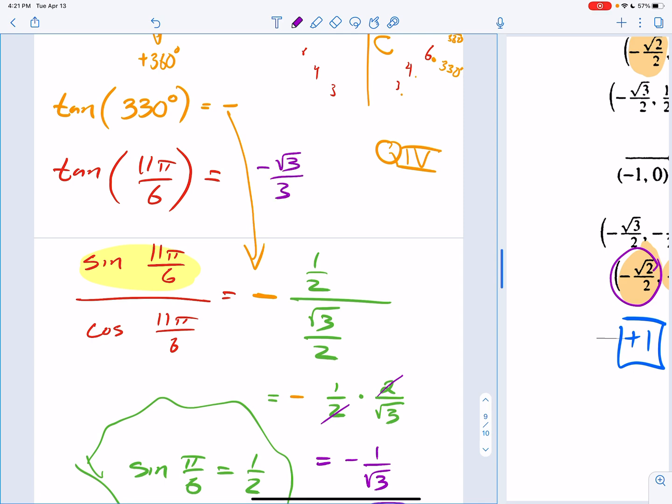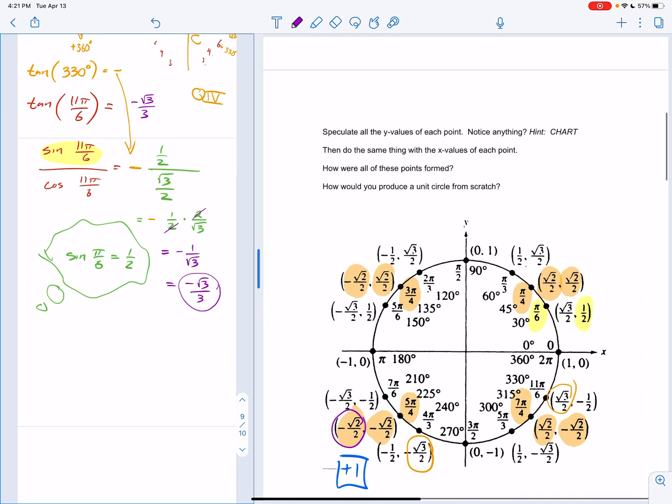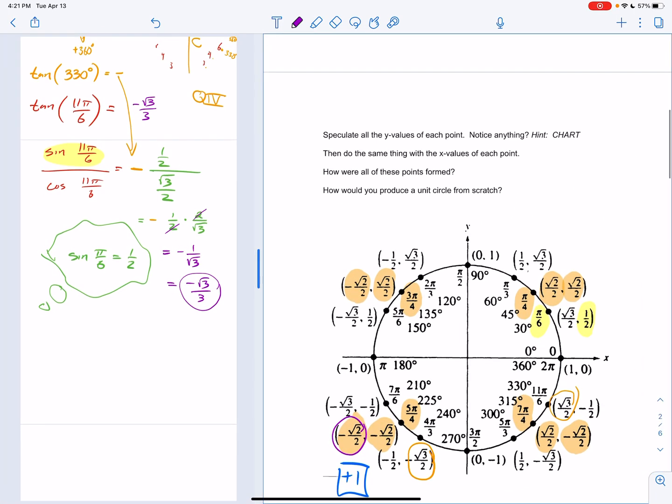Tangent is going to be tough because your unit circle just provides straight up values for sine and cosine. So with tangent, you kind of have to really think about it. Okay? Try your best on Delta Math. If you get stuck, let me know. All right?